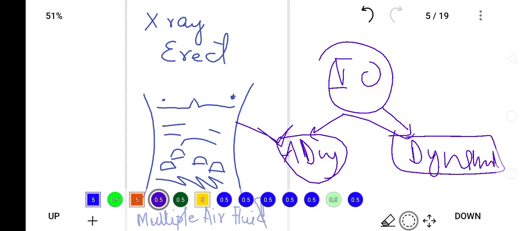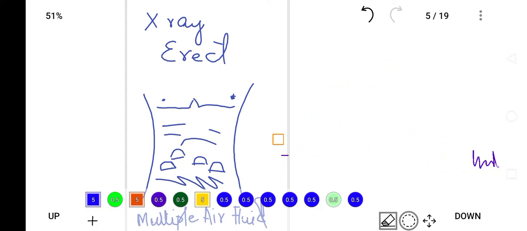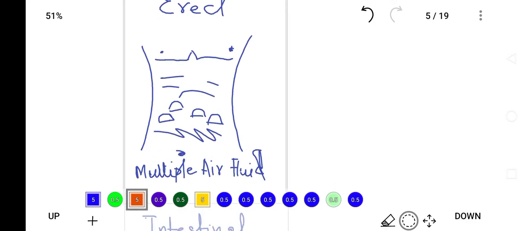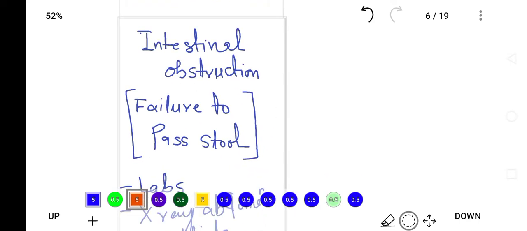So when we perform the X-ray of the patient for intestinal obstruction, the X-ray will show us, like this, free air under the diaphragm. Loops will be distended like this, and there will be clear demarcation of the air, which will be above, and the fluid, which will be down here. So that is free air under diaphragm, which is present in intestinal obstruction.